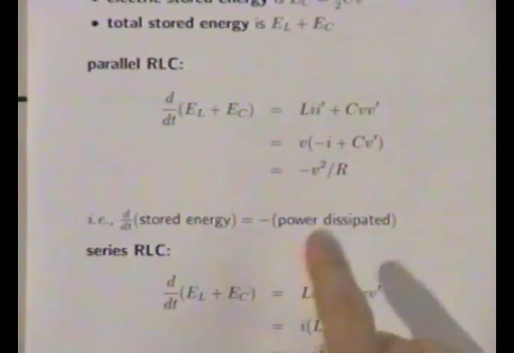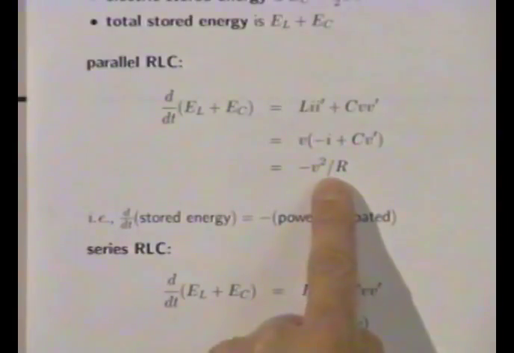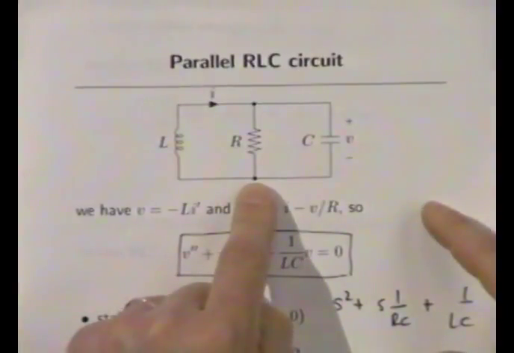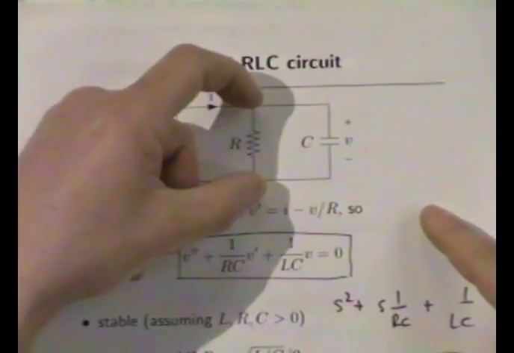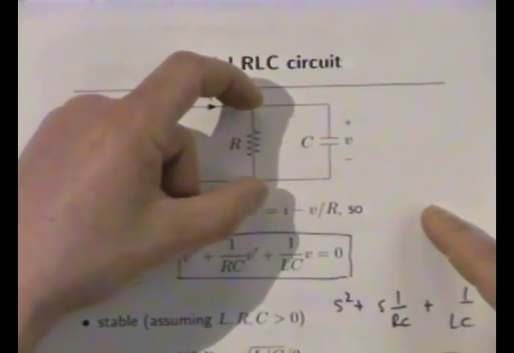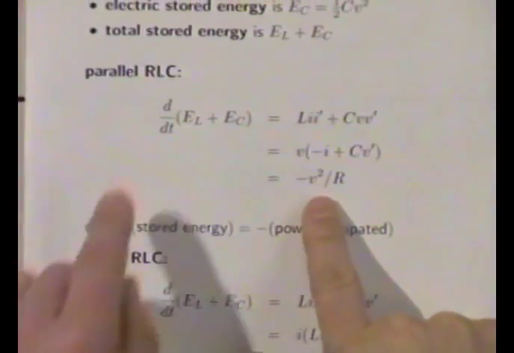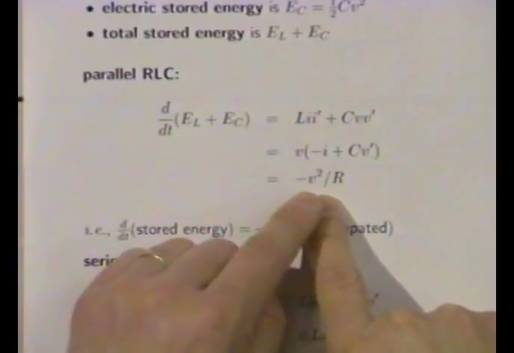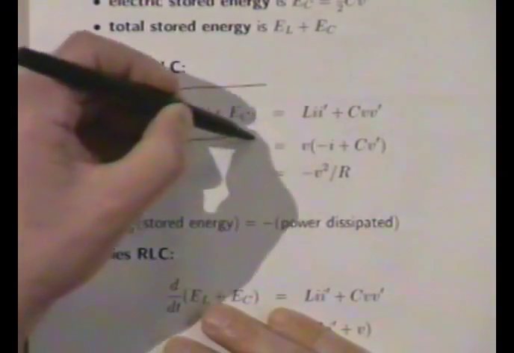This looks like a silly calculation, but if you understand what it says, you recognize this as something. V squared over R in this circuit is precisely the number of watts that this resistor is dissipating. In other words, the voltage is there, V squared over R is the number of watts. That's the number of joules per second being turned into heat. And so what this equation says is that the time derivative of the total stored energy is equal to minus V squared over R. This is a conservation of energy statement. This is conservation of energy.